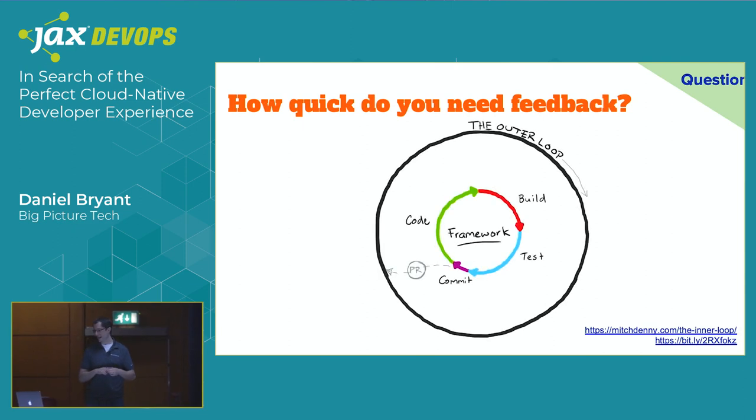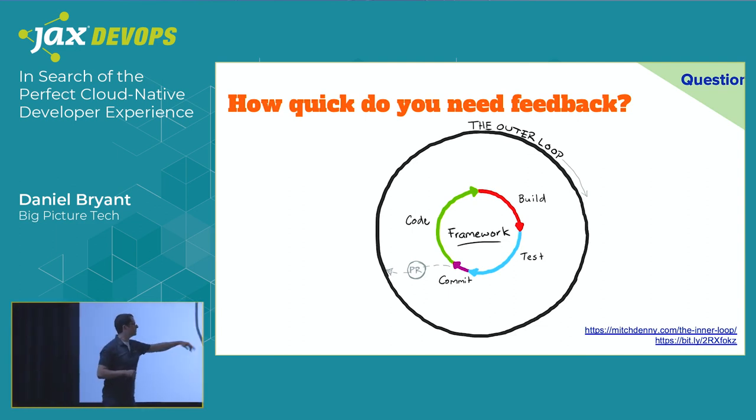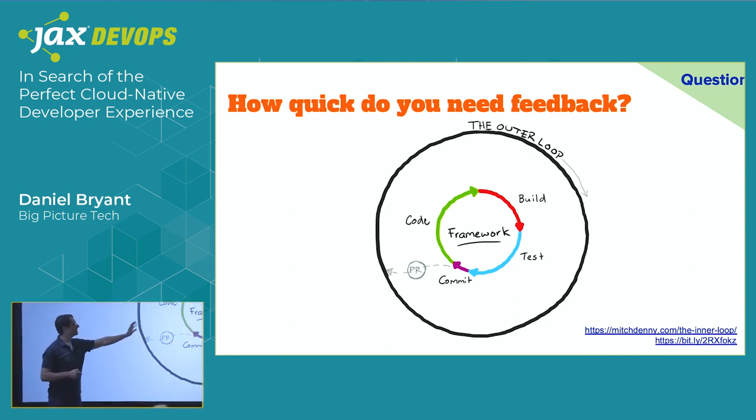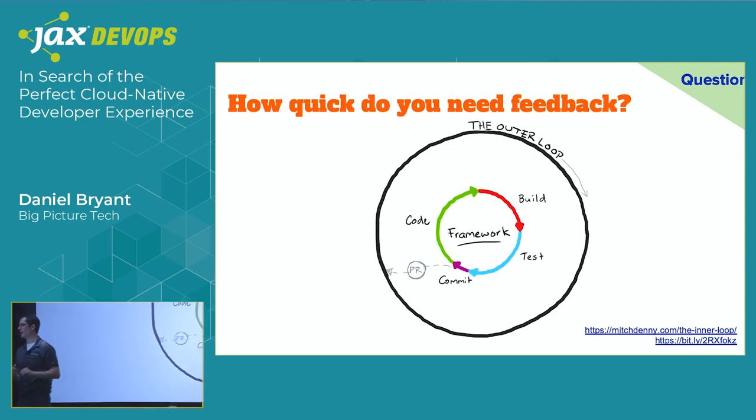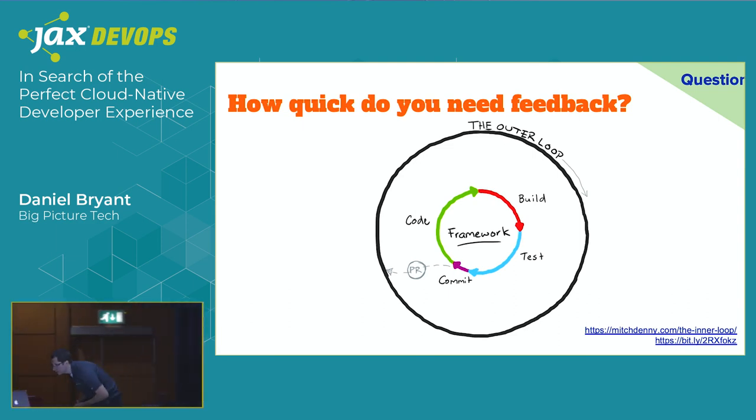How quick do you need feedback? Is the key thing. So you imagine this kind of dev loop. You've always got the outer loop going on where you're doing PRs and getting code reviews in your team, but you've clearly got this inner dev loop going on as well. I must quote Mitch Denny, I got this from him. We were thinking about this quite a bit at other companies I worked at, OpenCredo and also Datawire. But Mitch did a fantastic article which really locked this down.